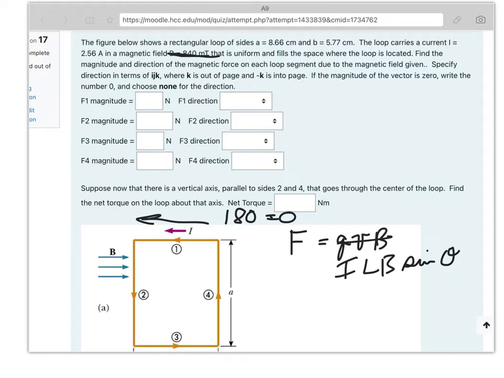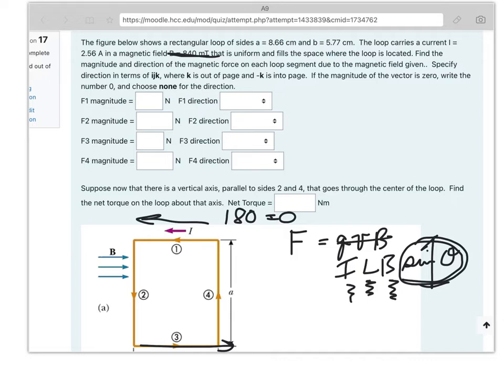And segment 3 is in the same direction as the field. So those 2 segments will have no force on them because they're parallel or anti-parallel to the field. Segment 2 and segment 4 are perpendicular to the field, so they will have a sine of 90, or 1. The length of the wire is given, the field is given, and the current in the wire is given.